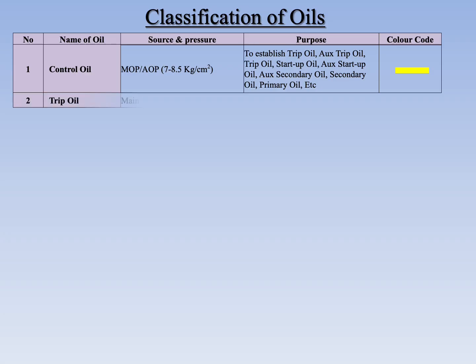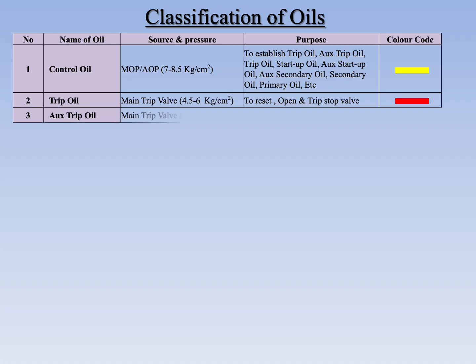2. Trip oil. Source is main trip valve, MTV. Pressure is 4.5 to 6 kg/cm2. Purpose is to reset and open the main and reheat stop valves. Color code is red.